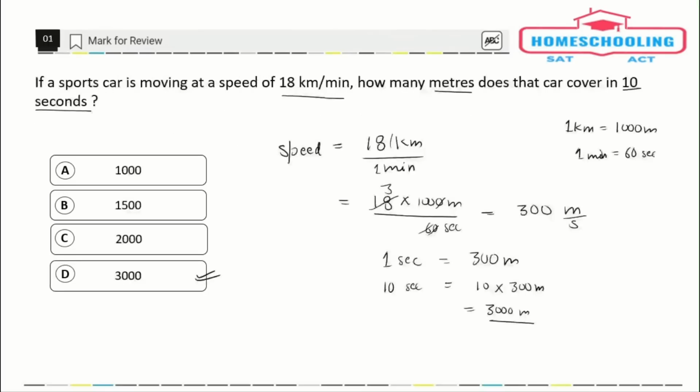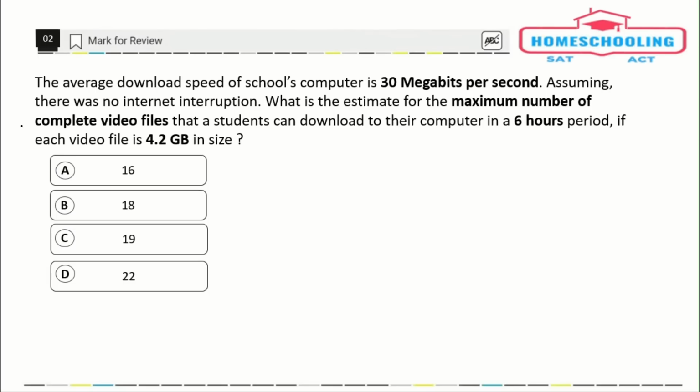One more thing, always write the units. Whenever you have to convert a higher unit, that is kilometer, into a smaller unit, replace that higher unit with the smaller unit, like we have done here, kilometer by 1000 meter and minutes into seconds. Whatever is asked in the lower form or the higher form, we have to multiply or divide by it. Now let's move on to the next question.